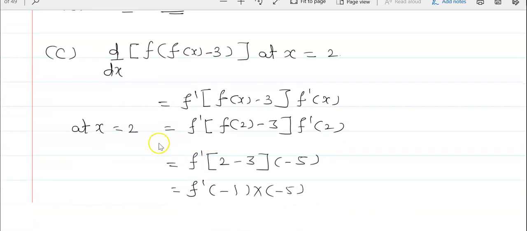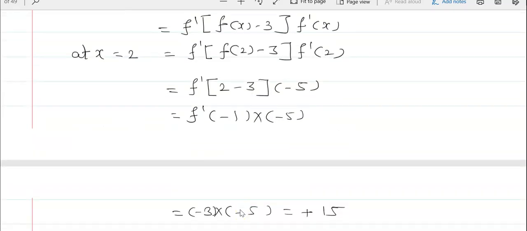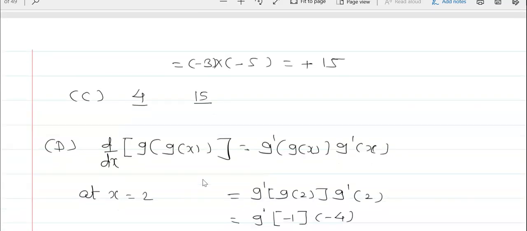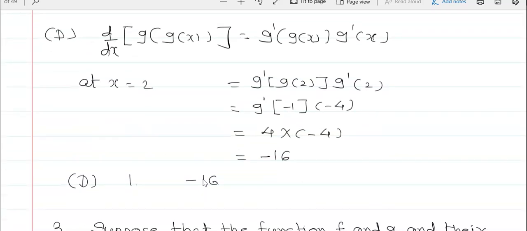Next, for C, the derivative of f of x minus 3 is f dash of x minus 3 into f dash of x. This is the value. 15 is the answer for this. Now D is g dash of g of x into g dash of x. You can write this down also.